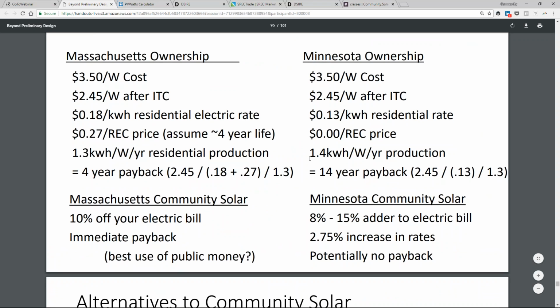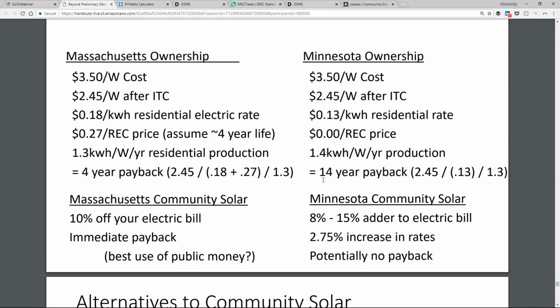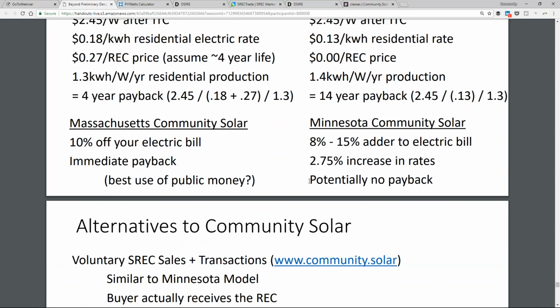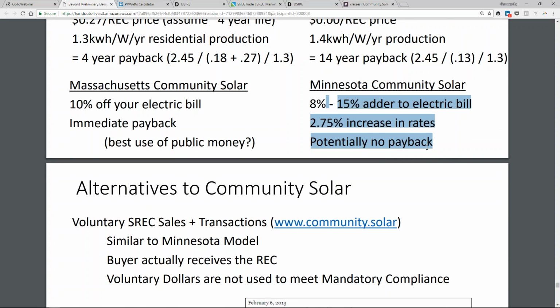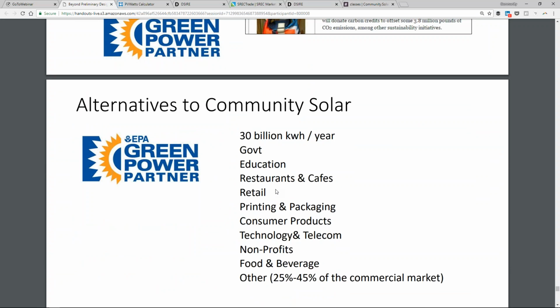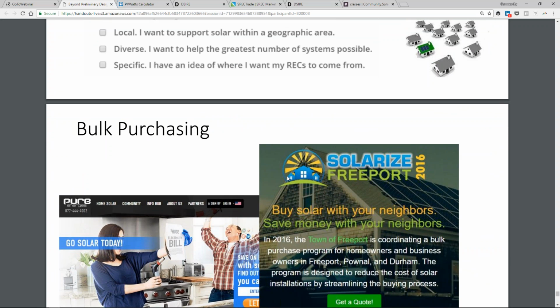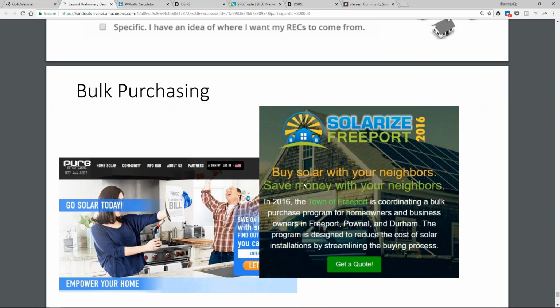So here are some summaries. We saw that Massachusetts had the best program, but they also had the best payback for solar ownership. Minnesota has a longer-term payback for ownership, and their community solar program is not as economic. So I would caution you that wherever you see a really good community solar program that's an economic deal for the customer, generally that's also a good market to own solar. If you have a community solar program where it's not a good market to own solar, it's going to end up increasing the customer's money.